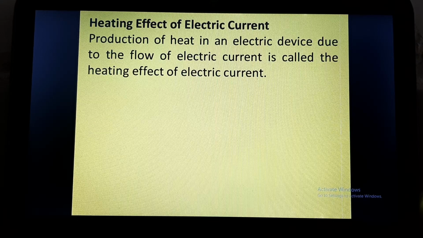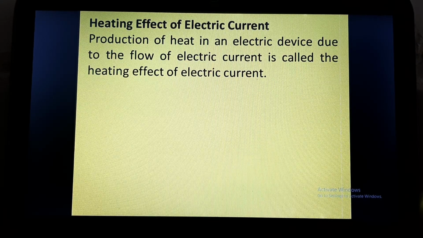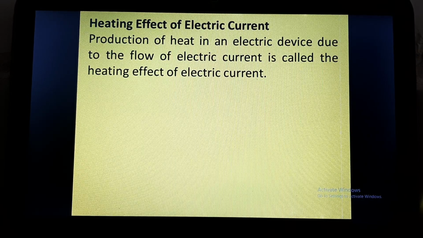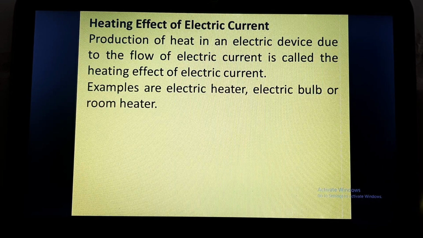Whenever there is a flow of electric current in an electric device, if there is a production of heat, it is called heating effect of electric current. Production of heat in an electric device due to the flow of electric current is called the heating effect of electric current. Examples are electric heater, electric bulb or room heater.